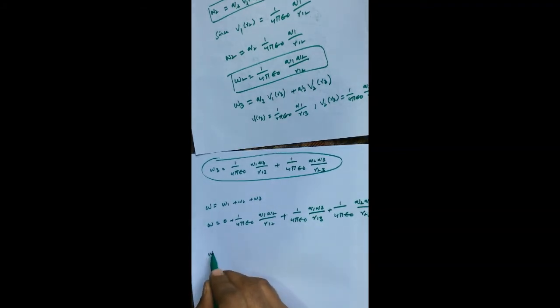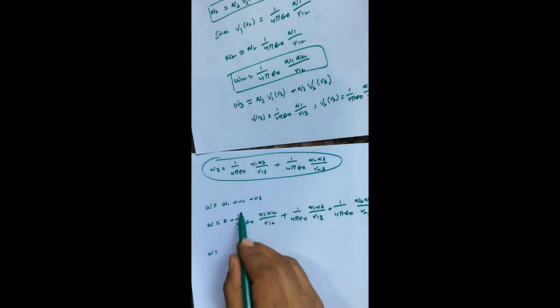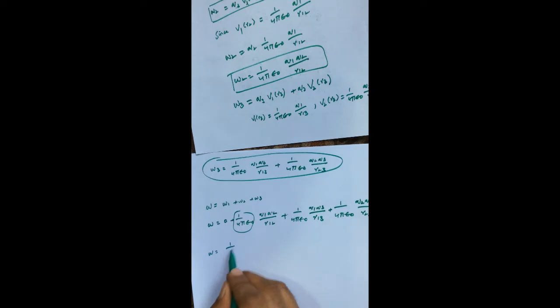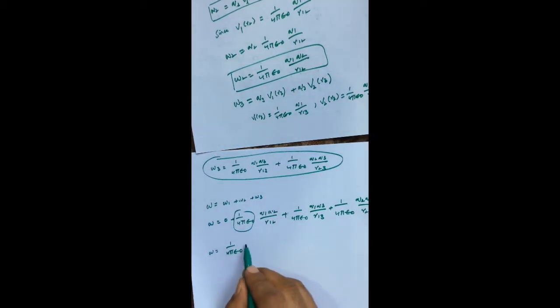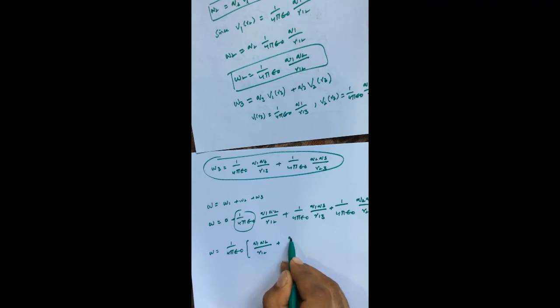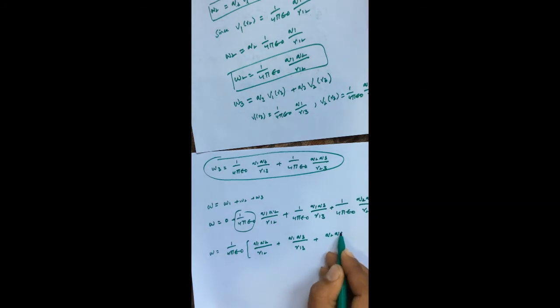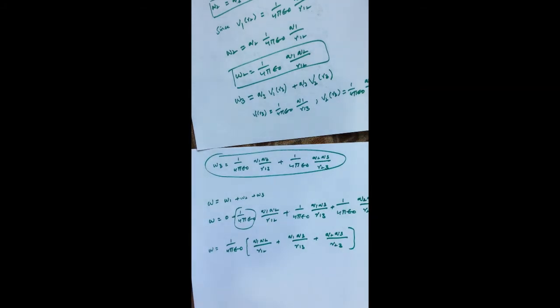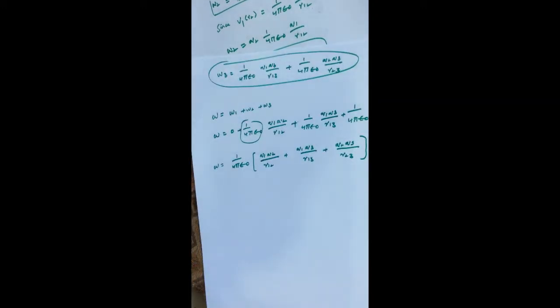So total work done will be equal to, 1 over 4 pi epsilon naught is common everywhere, so we have 1 over 4 pi epsilon naught times Q1 Q2 over R12 plus Q1 Q3 over R13 plus Q2 Q3 over R23. This is for a collection of 3-point charges, if we are bringing 3-point charges close to each other.